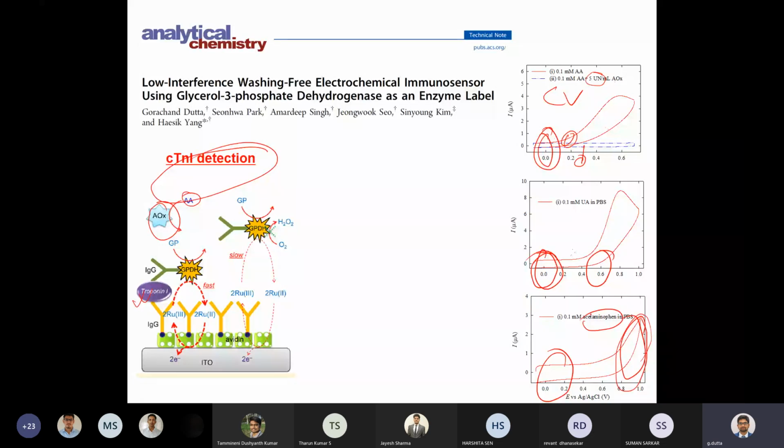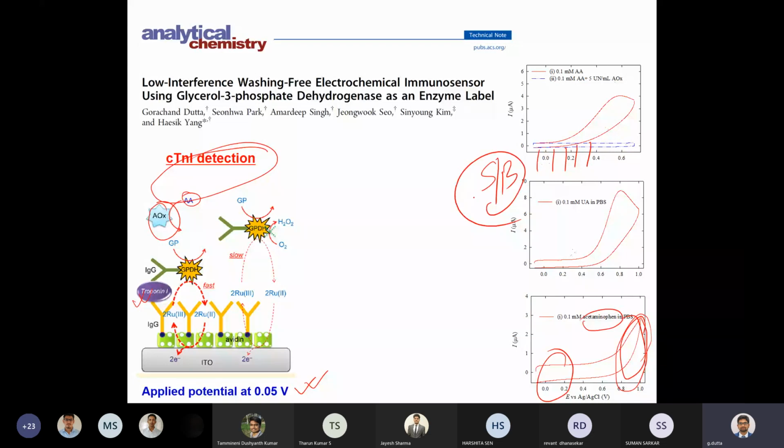That's why, in this kind of biosensor, the applied potential we generally use is very low, around 0.05. You have to optimize which potential is better. You can apply many potentials, like 1, 2, 3, 4, 5, then calculate the signal to background ratio and find which applied potential gives the best signal to background ratio.